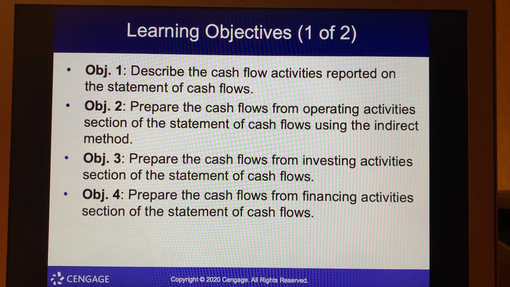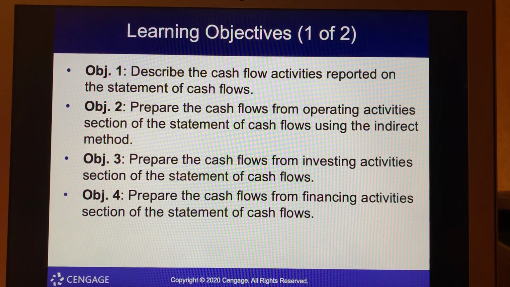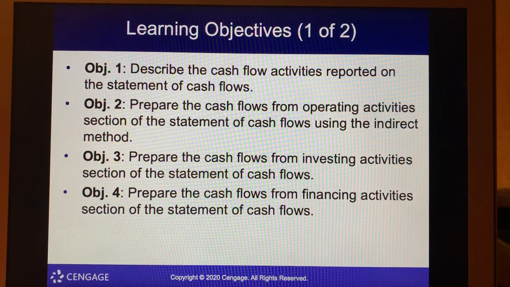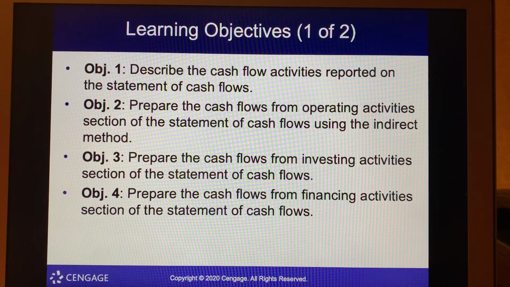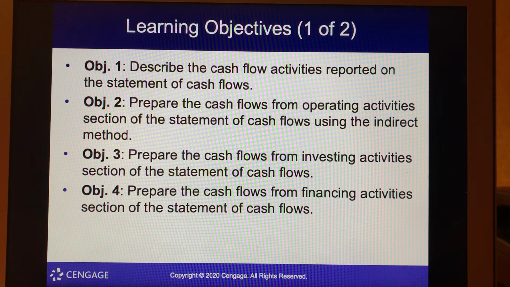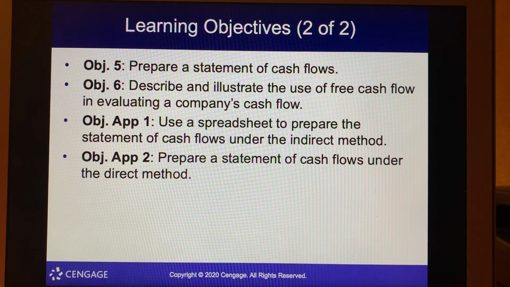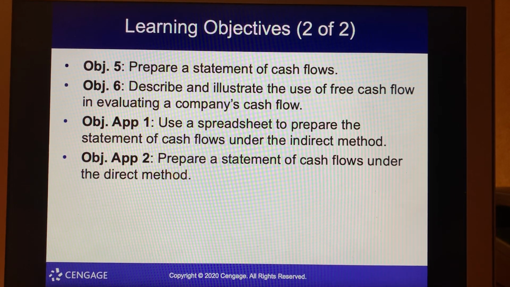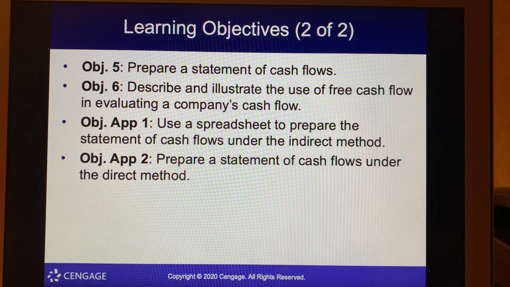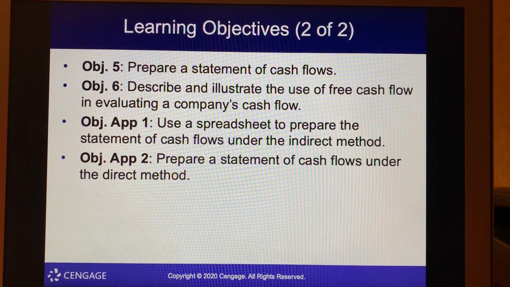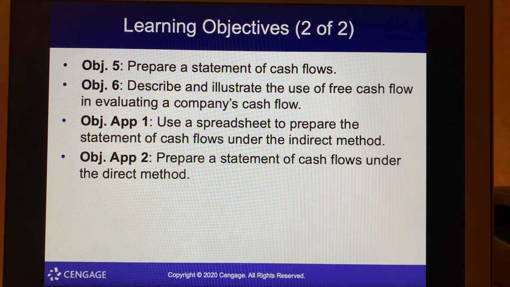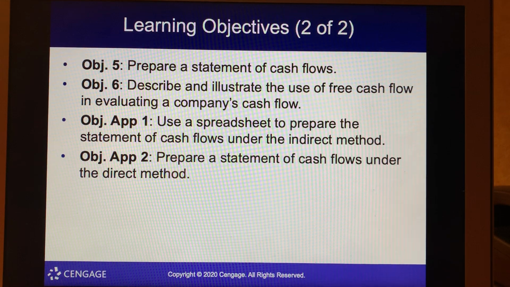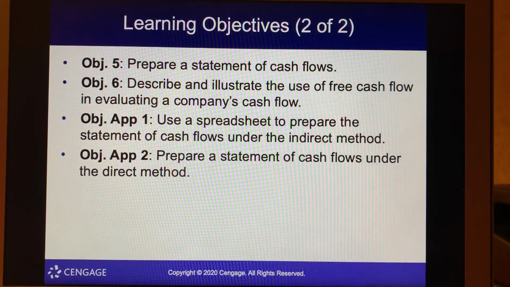Prepare the cash flows from investing activities section of the Statement of Cash Flows. Prepare the cash flows from financing activities section of the Statement of Cash Flows. Prepare a statement of cash flows. Describe and illustrate the use of free cash flows in evaluating a company's cash flow. And then the sub-objectives are right there with the spreadsheet and the direct method.